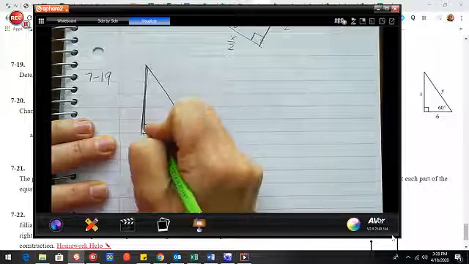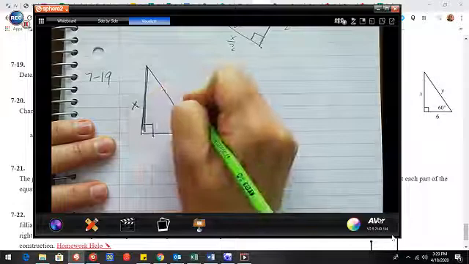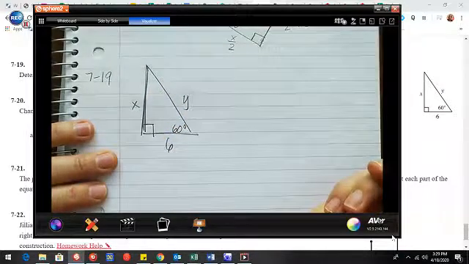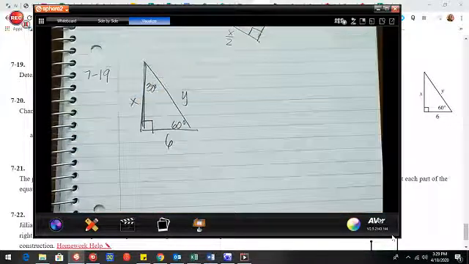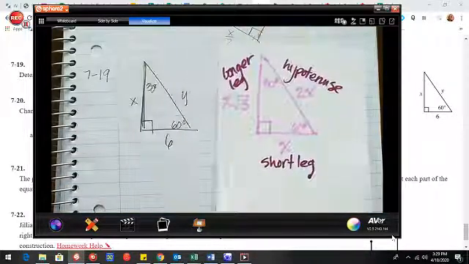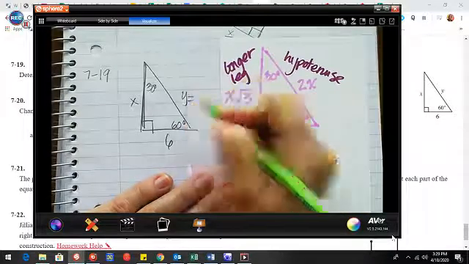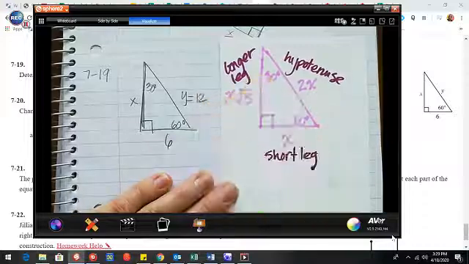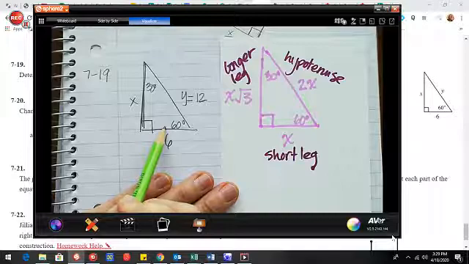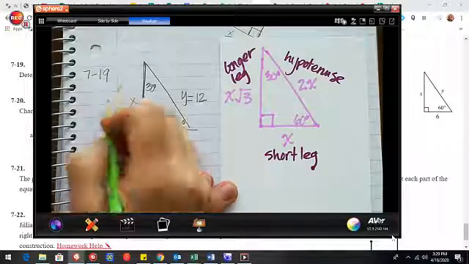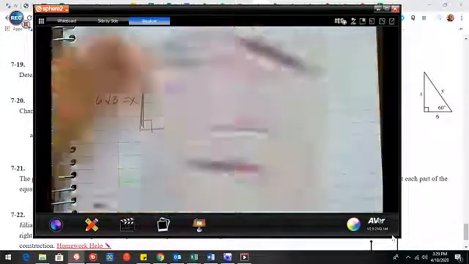Okay, we've got a leg that is 6, and that is my short leg because it's across from the 30-degree angle. So remember that your hypotenuse is double your short leg. So then y would be 12, and your long leg is your short leg times the square root of 3. So your long leg would just be 6 square root of 3. There you go. That's it.